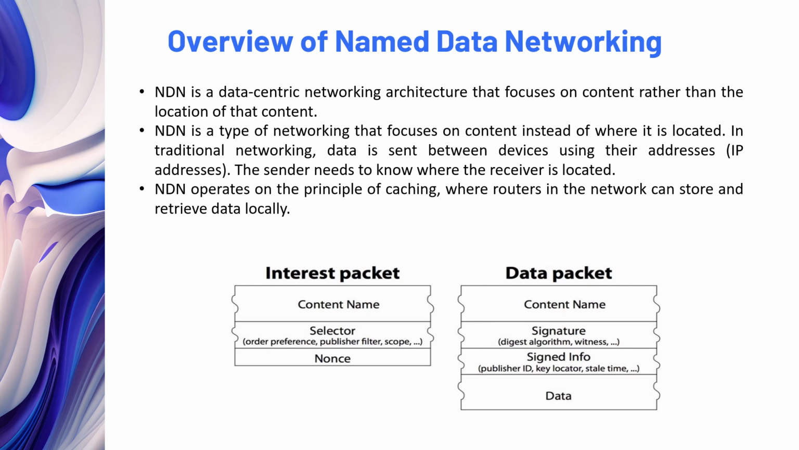NDN operates on the principle of caching, where routers in the network can store and retrieve data locally. This can potentially improve efficiency by reducing the need to repeatedly fetch data from distant servers, especially for frequently accessed content. This approach has been proposed as a potential future architecture for the Internet, aiming to address some of the limitations of current IP address-based networking, such as security, scalability, and content delivery efficiency.